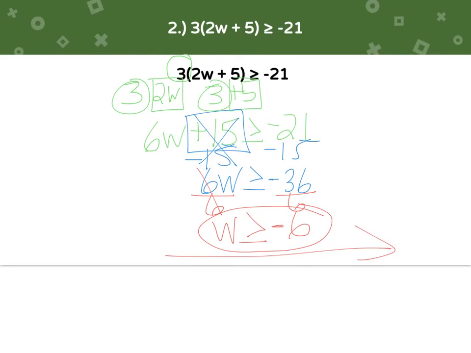Now on the number line, you have your 0 and the negative 6. Draw the circle at the negative 6. Because it can be equal to it, the circle will be filled in. It will be a closed circle, and greater than goes to the right. The answer is a closed circle at negative 6 with an arrow to the right.